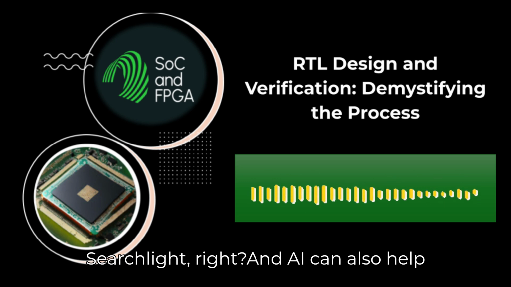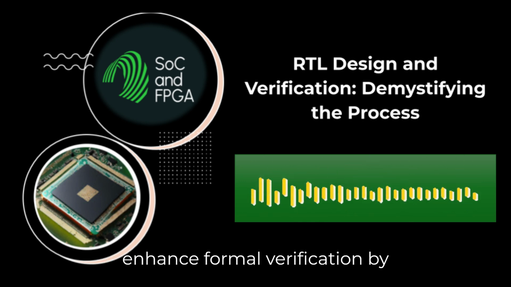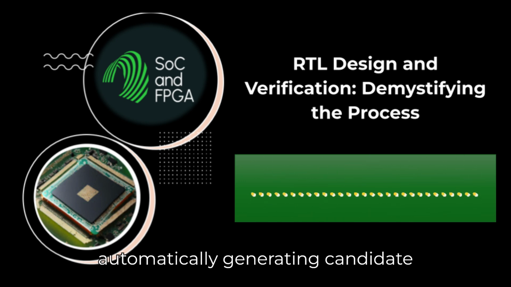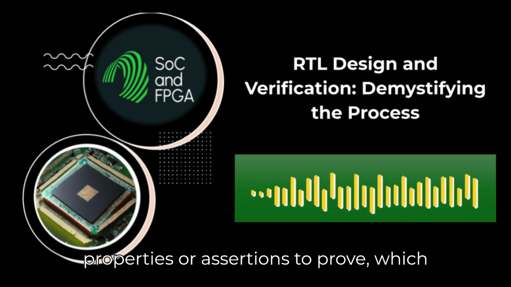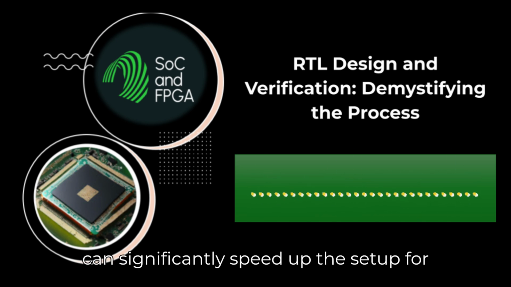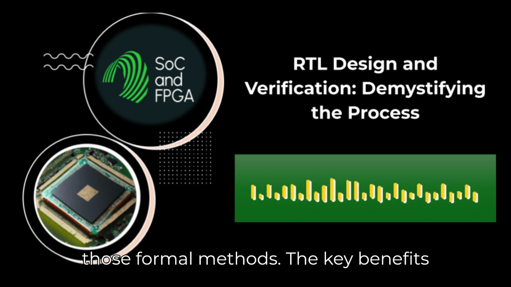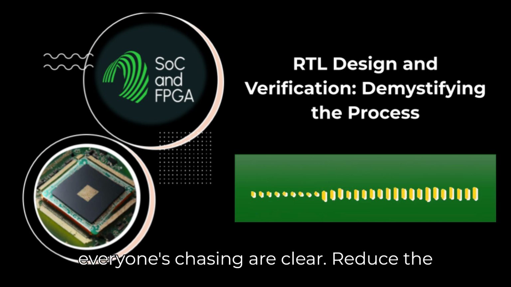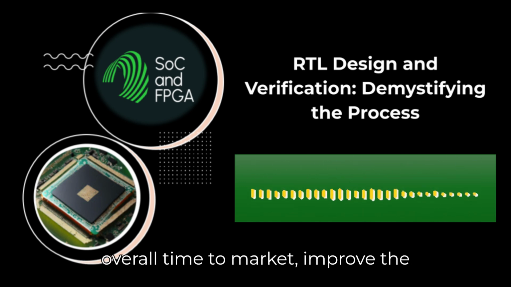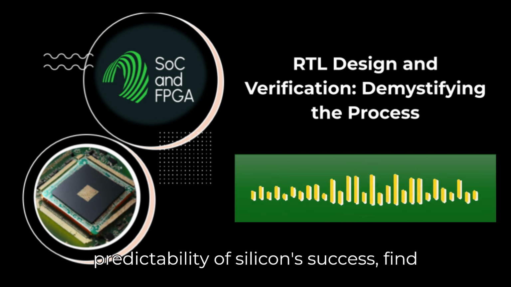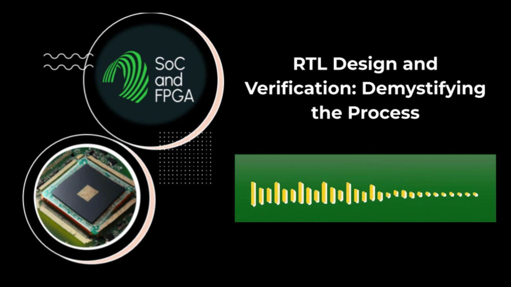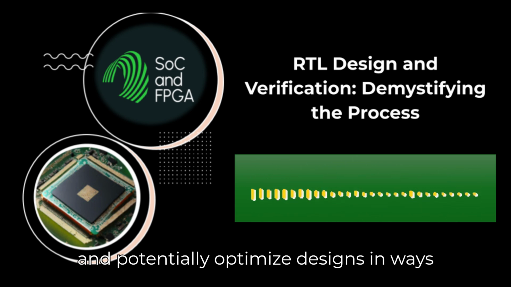Focusing the searchlight. Right. And AI can also help enhance formal verification by automatically generating candidate properties or assertions to prove, which can significantly speed up the setup for those formal methods. The key benefits everyone's chasing are clear. Reduce the overall time to market, improve the predictability of silicon success, find bugs earlier when they're cheaper to fix, and potentially optimize designs in ways humans might miss.